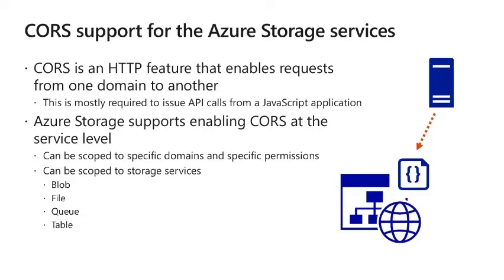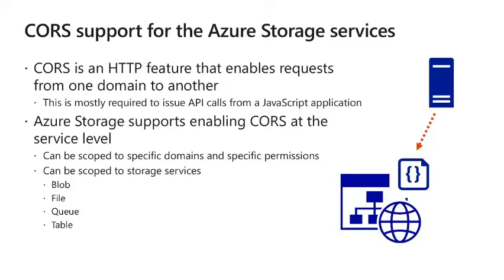Web browsers implement a security restriction known as same-origin policy that prevents a web page from calling APIs in a different domain. CORS provides a secure way to allow one domain, or origin domain, to call APIs in another domain.